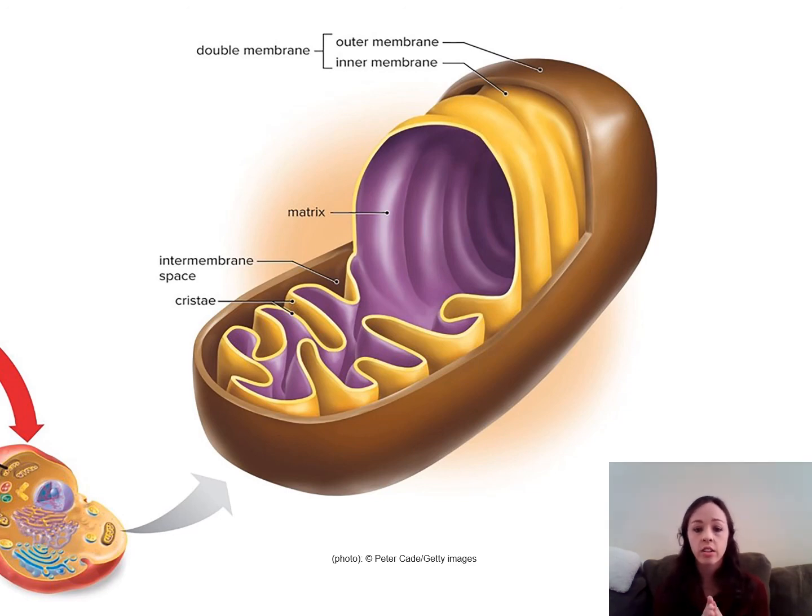The inside of the inner membrane, the inside of the mitochondria, is called the matrix, and in between the two membranes is called the intermembrane space. The first step of cellular respiration will happen on the outside of the mitochondria, while the last three steps of cellular respiration will happen on the inside of the mitochondria.